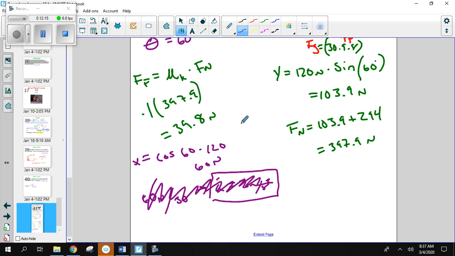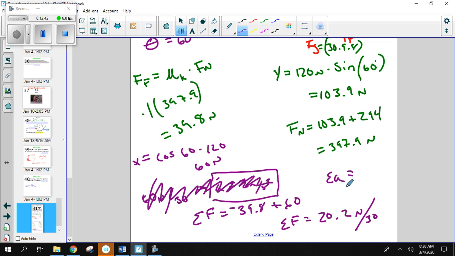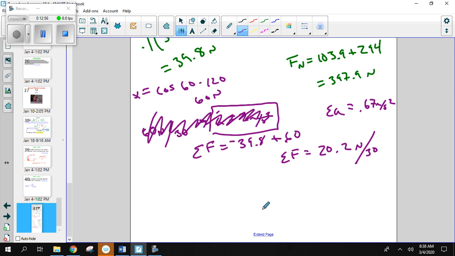It still works, but what would be better is if you figure out the force net. So force net should be all of our forces added together. So 39.8 in the opposite direction plus 60. And that will give us a net force of 20.2 newtons. If we divide that by 30, that'll give us a net acceleration of 0.67 meters per second squared. Now we can figure out our delta x.